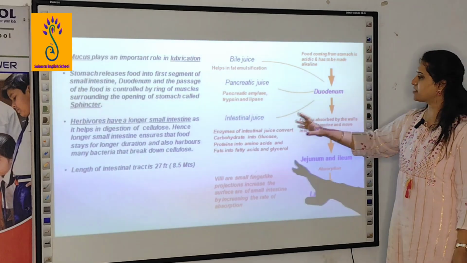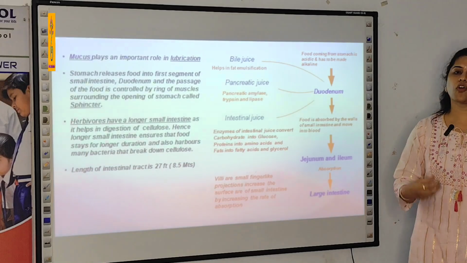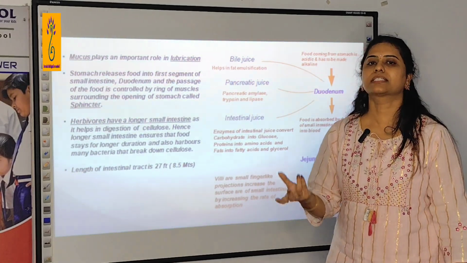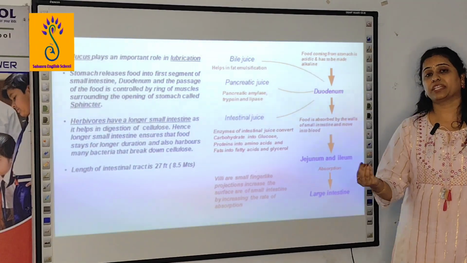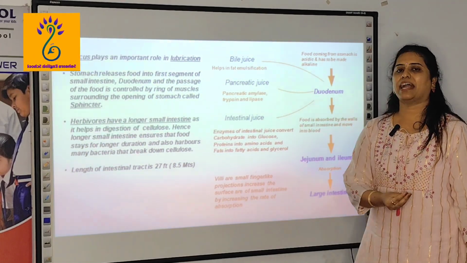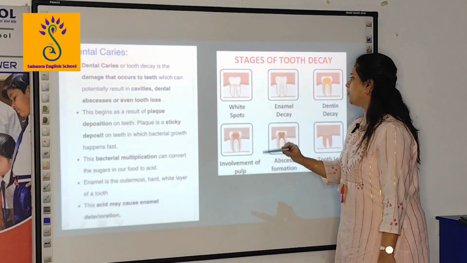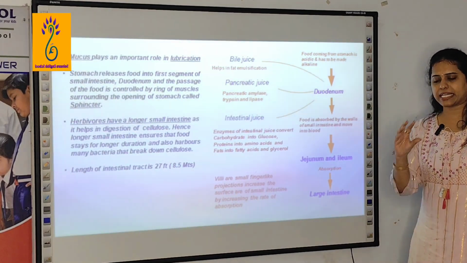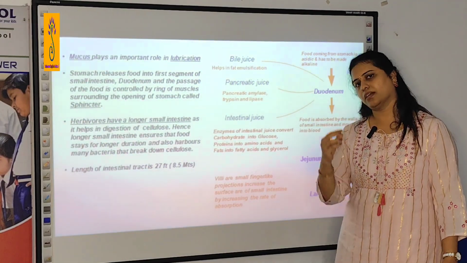Intestinal juice contains enzymes which convert carbohydrates into simpler ones. What is the final one? Yes, glucose. The simplest form of carbohydrates is glucose. Next, proteins to amino acids. The simplest form of protein is amino acid. Fats to fatty acids and glycerol. That is the final one of fats. Now, as the food is broken down into simpler ones, did you understand better?